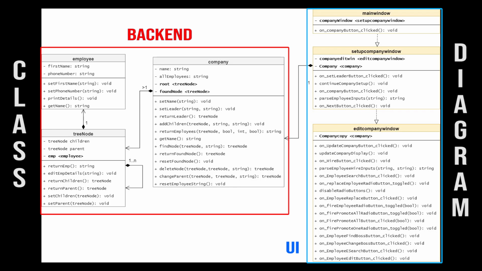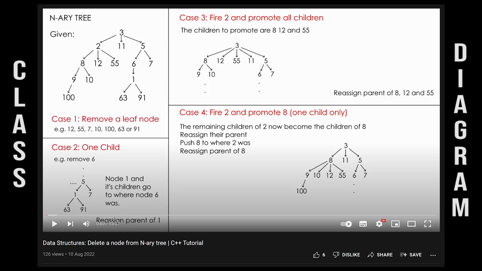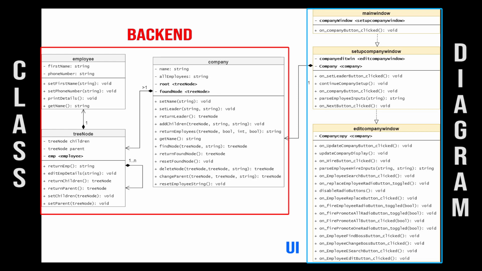The most important method here is the delete node, which contains my algorithm to delete a node from an n-array tree, which I have also covered in a separate video. I've used essentially the same algorithm, just that the arguments have changed a bit, but the underlying architecture is the same. So if you want to know more of that, then I recommend you check out my other video.